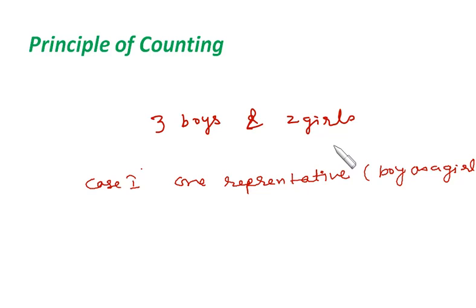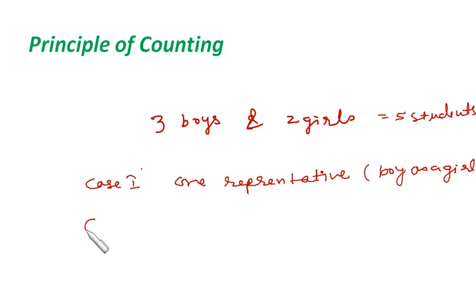Now how many choices do you have to choose one representative out of these boys and girls? So there are three boys and two girls, so in all five students, right? That means you will choose any one of them, right? So how many choices do you have? These are five choices, right? So getting my point? So you have five choices to choose one representative, right? What you have done over here is you have added this 3 and this 2. So this is the principle of addition, right?